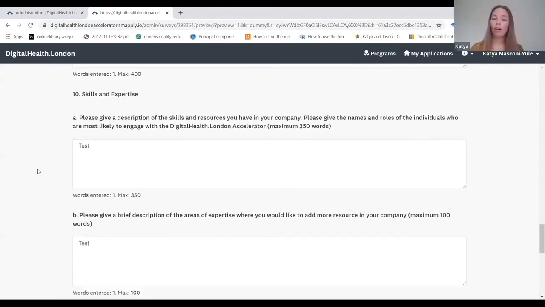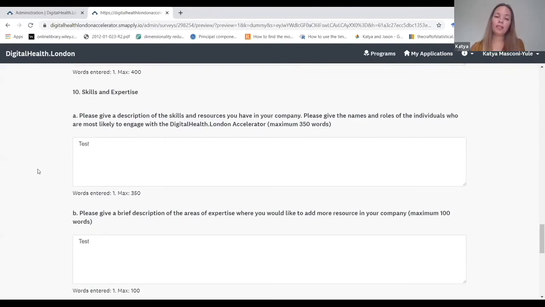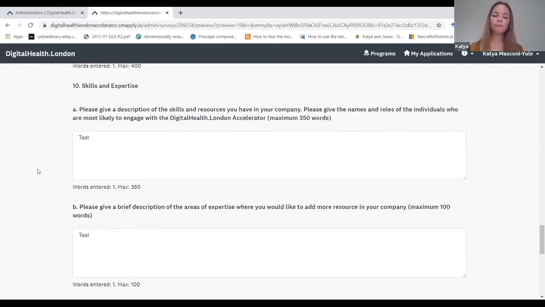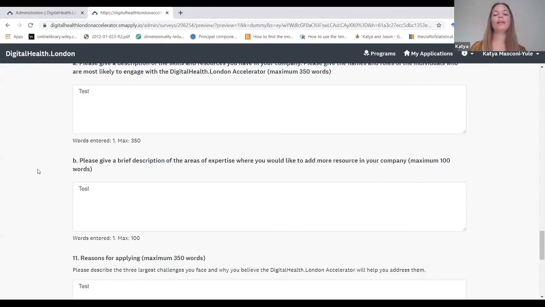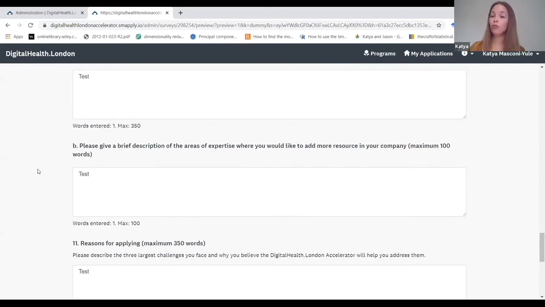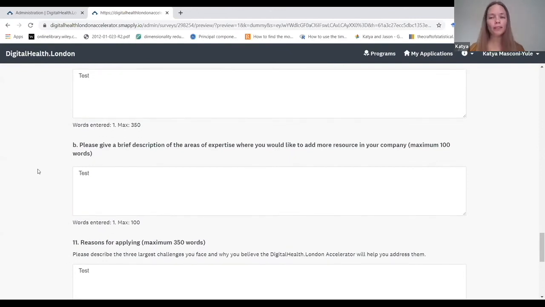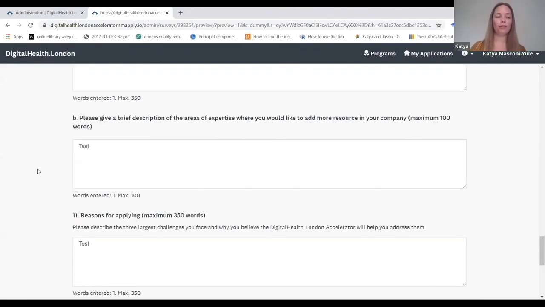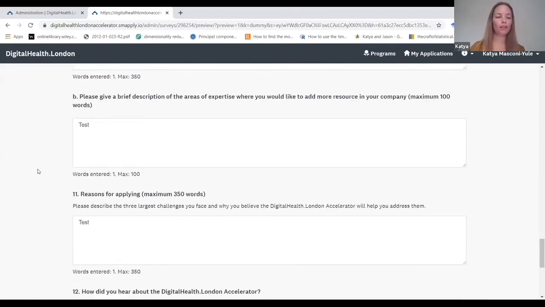Question 10 asks some details about the skills and expertise you currently have in your company, as well as space for you to talk about any areas that you might particularly wish to grow in the future in terms of expertise that you might already have, but you'd like a larger department at a later stage, or a department or an area of expertise that you'd like to include in your organization.